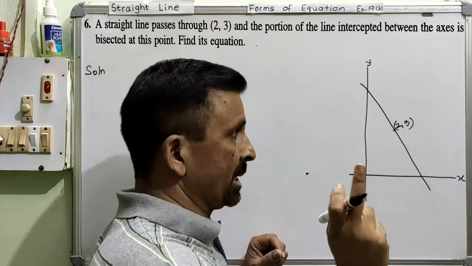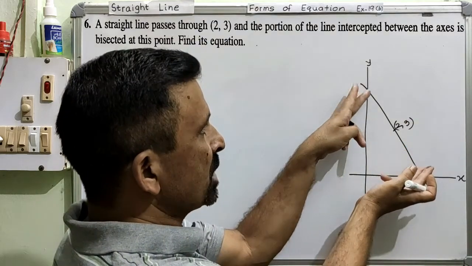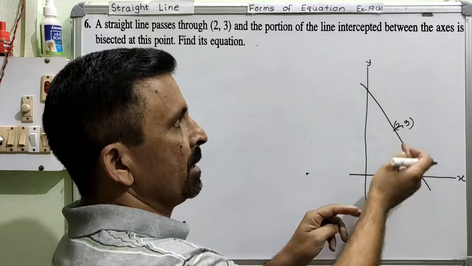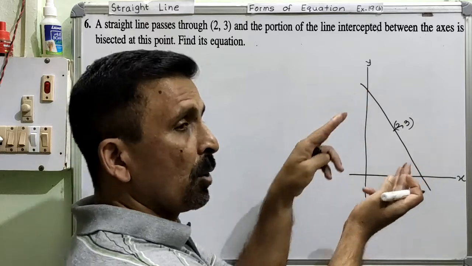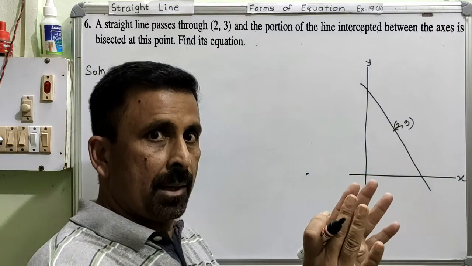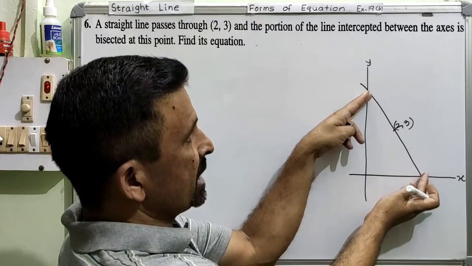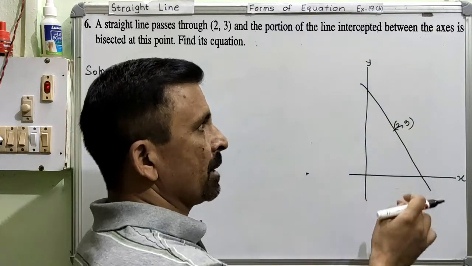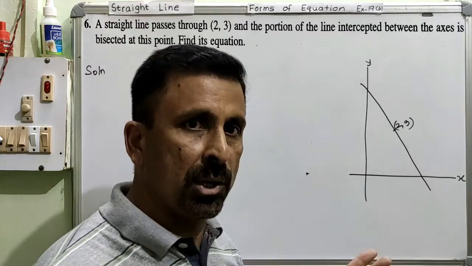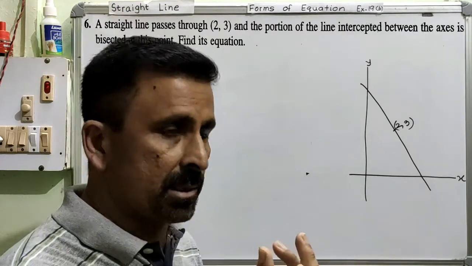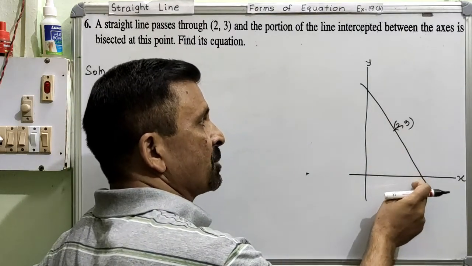But what is important here is that this point is said to bisect the portion of the line between the intercepts. Hope I am able to make you clear. Are you getting me? This is the portion of the line between the intercepts, and this is going to be bisected by this point. Bisected means divided into 2 equal parts. So if you know the meaning of the terms, then the work becomes easy. So we will be able to generate the coordinates of this point and then this point.